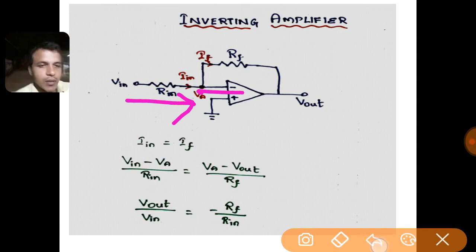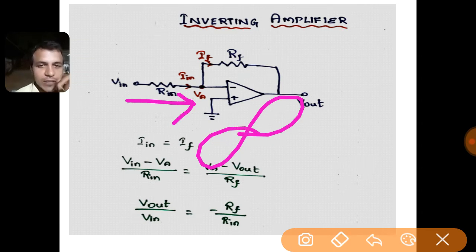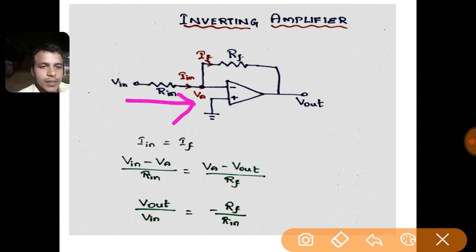The reason is, according to the characteristics of an operational amplifier, for an ideal operational amplifier the input impedance is infinity. For a practical amplifier, the input impedance is going to be very high. As a result, it does not allow the current to enter into the operational amplifier. So this is the thing.